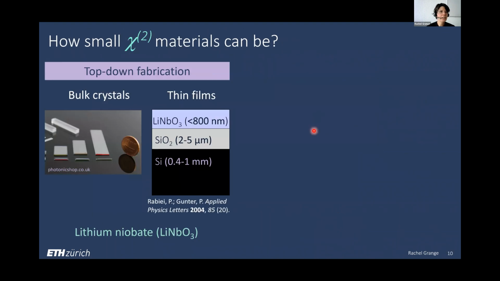Now, which kind of fabrication are we doing, and how small can those Chi2 materials be? They're well known as bulk since the discovery of the laser, so the 60s, 70s; they've been used since then.